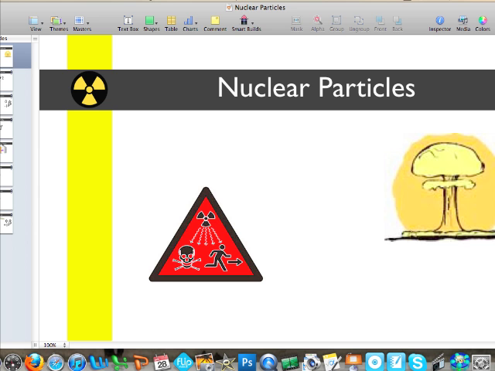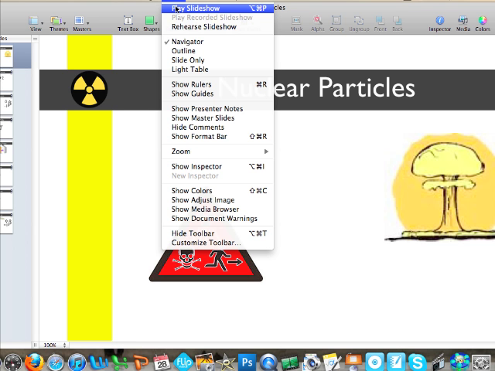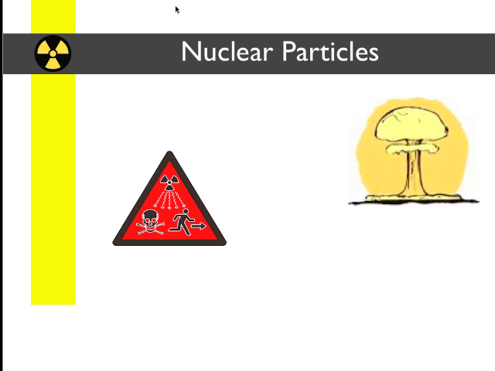Nuclear particles. This is just a list of them. There's lots of different nuclear particles. We're just going to go through and show you what they are and the isotope notation for each of them. More or less, you just need to memorize the isotope notation for the podcast that follows this. These are the different particles we're going to be talking about for nuclear chemistry.